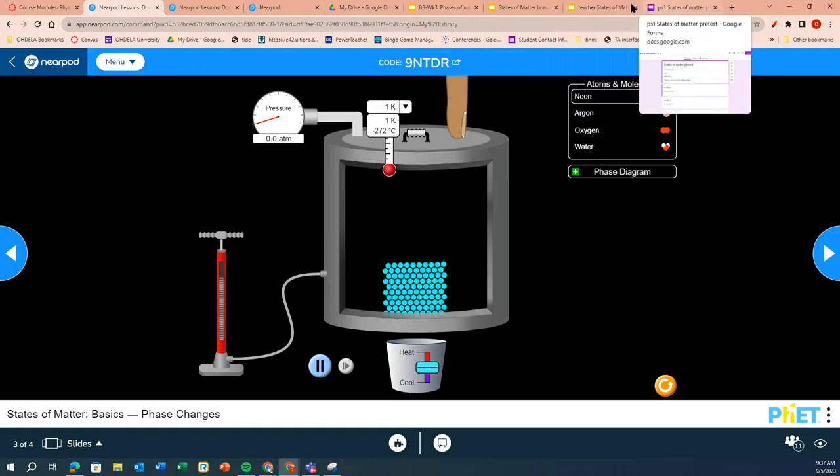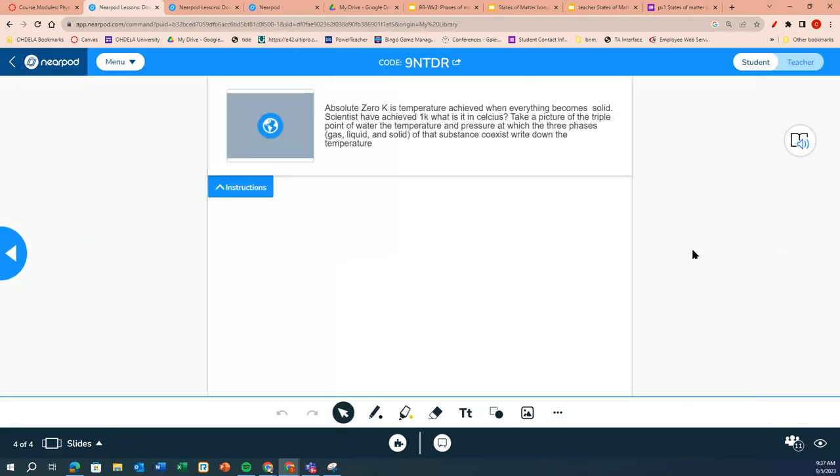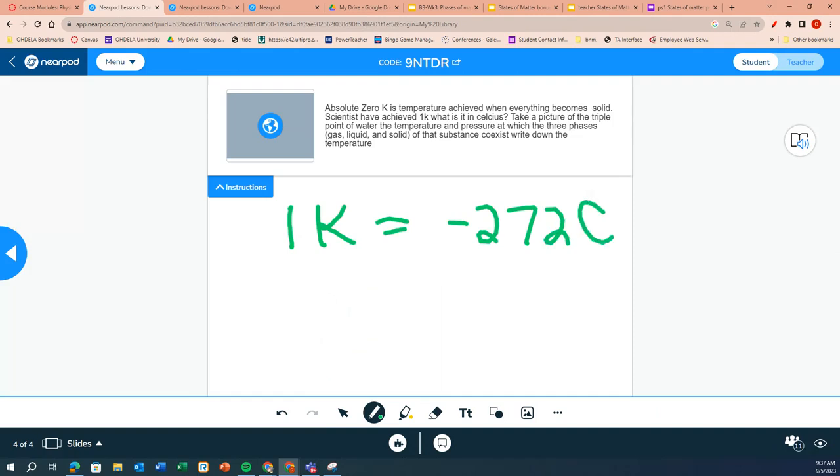So minus 273 is absolute zero. So let's write that down here. All right, so I'm going to write that down. 1 K is equal to minus 272 degrees Celsius. So that's where scientists get 0 K is equal to absolute zero.